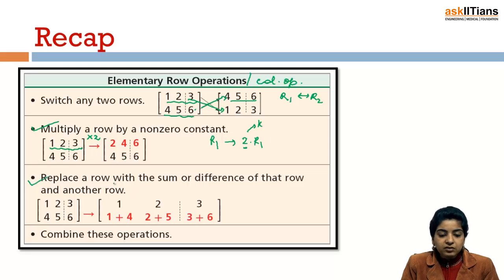Third we have replace a row with the sum or difference of that row and another row. So what we can do is keep the first row as it is, and in the second row we apply the operation R2 tends to R2 plus R1, which means we add the corresponding elements of the first and second row in the second row. So in the second row, I keep my second row as it is and add the corresponding elements of the first row. This becomes 4 plus 1, 5 plus 2 and 6 plus 3.